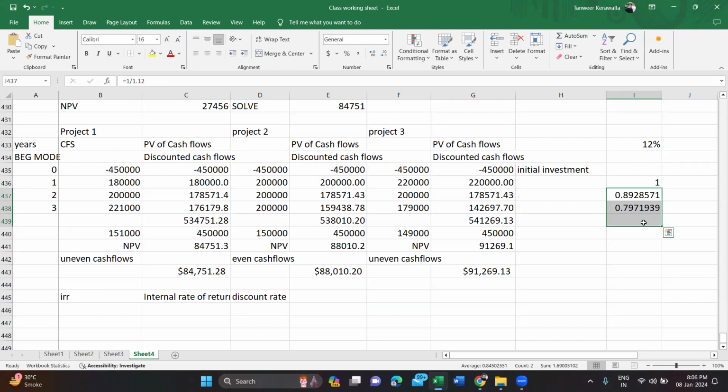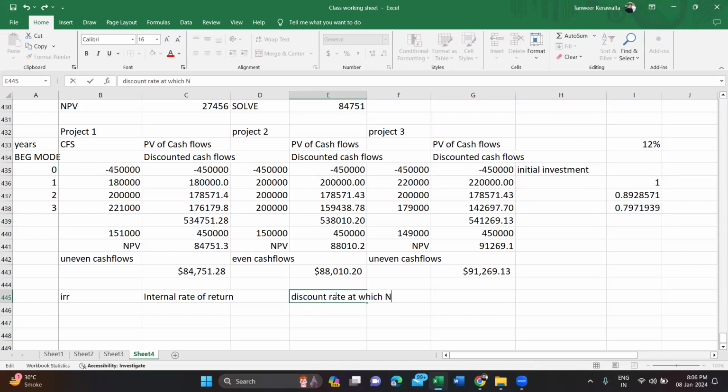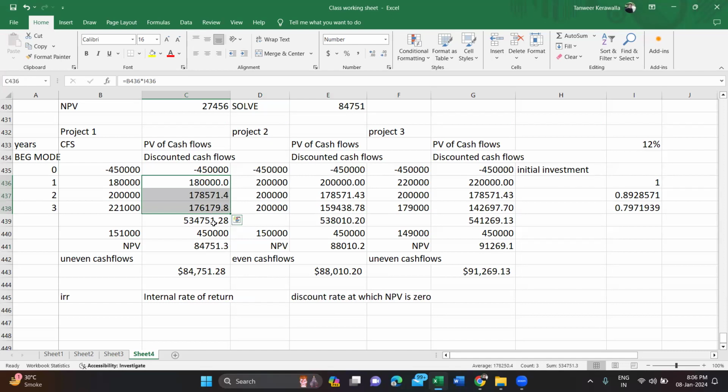Now, in theory, IRR is that discount rate at which NPV is 0. So if you use the IRR for your computations, let's say this 12% is not IRR, because at 12% when we compute NPV it is not 0, right? IRR in theory is that discounting rate at which NPV will become 0. That means the present value of inflows will be exactly equal to the present value of outflow.